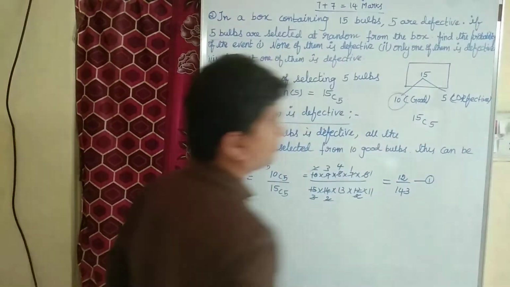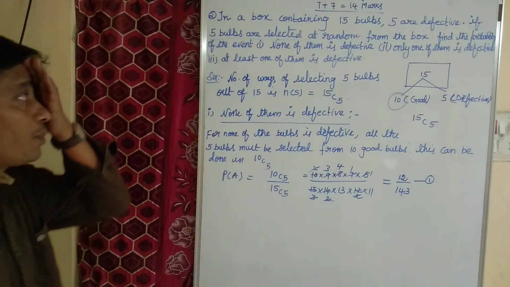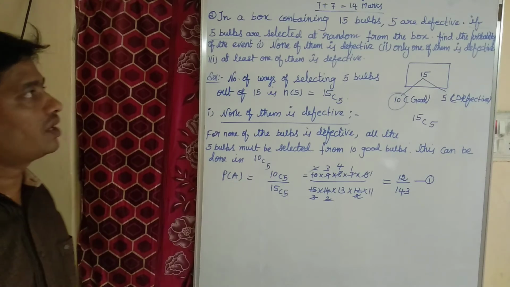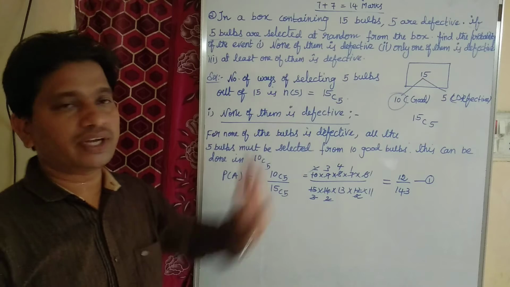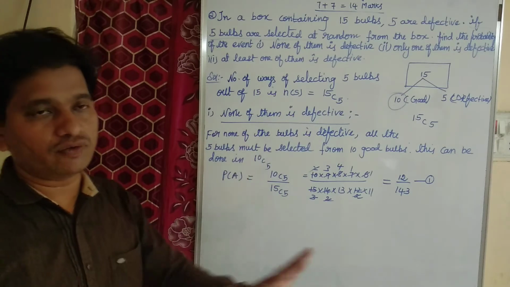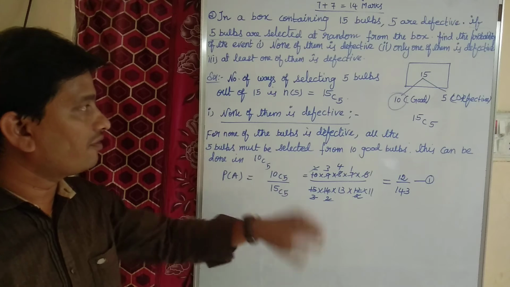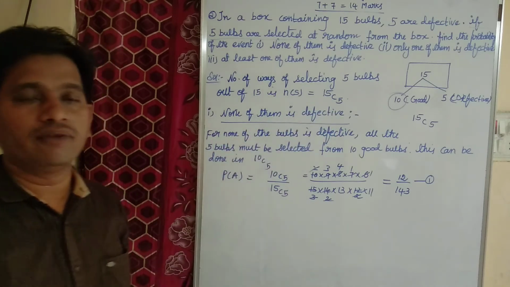Children, did you understand? What is the first question? Find the probability of the event. They are asking to find the probability of an event. We call the event A, which is none of them is defective. None of them is defective means all are good ones. We have 10 good ones. Among them we have to select 5. So 10C5 divided by the total number of possible ways, 15C5.